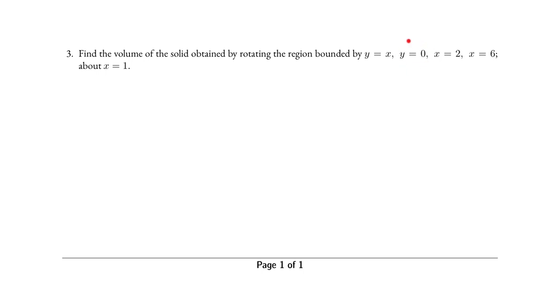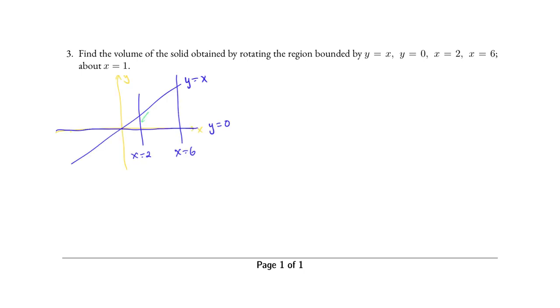Y equals 0 is the x-axis. The region bounded by these curves is the trapezoid shape. We then take this region and rotate it about the line x equals 1.